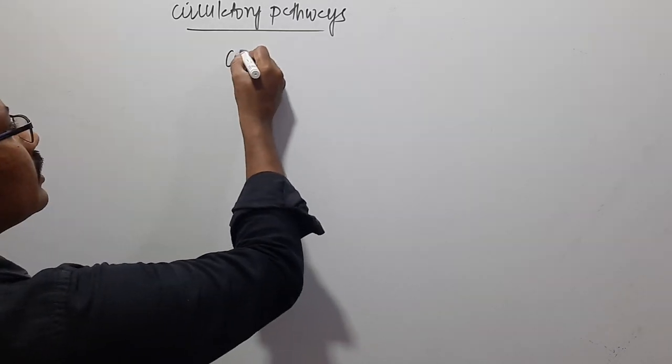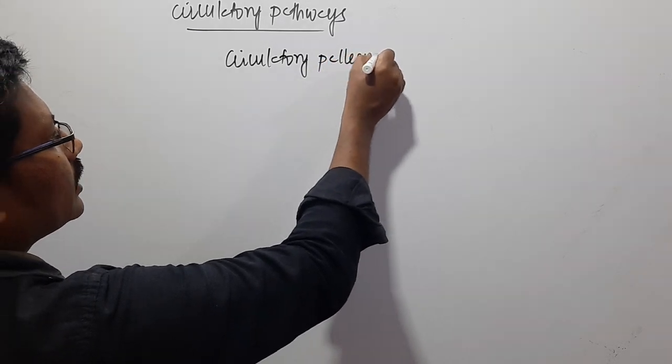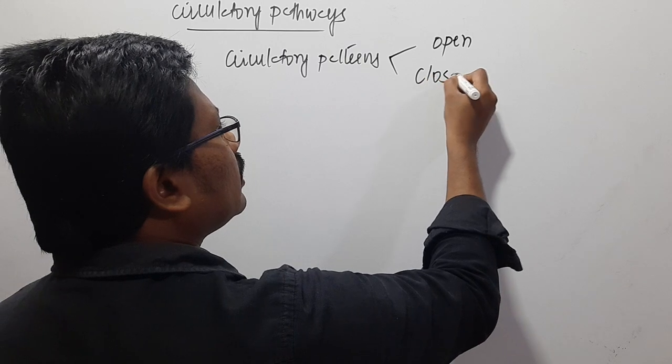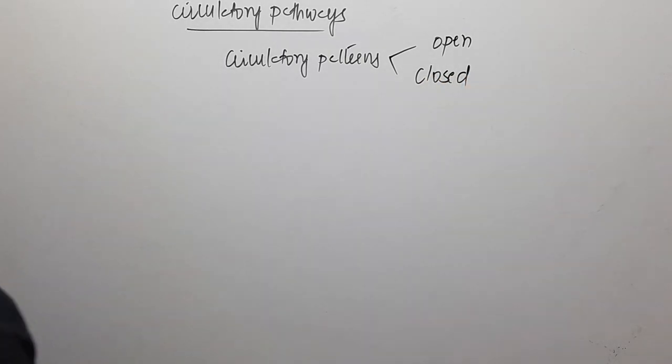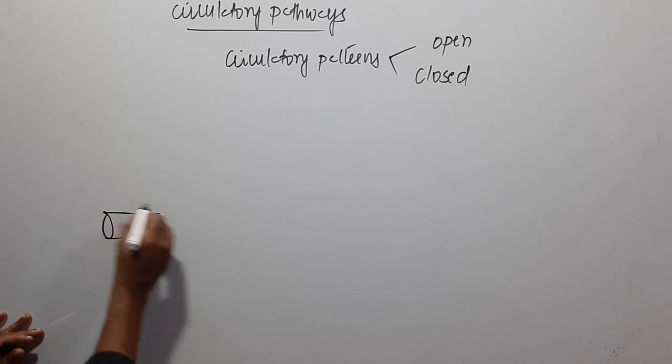So here under the circulatory pathways, first we will see the circulatory patterns. These circulatory patterns are of two types: one is open, and another one is a closed type of system. In the case of the open type, let's see, here we'll take the same diagram.